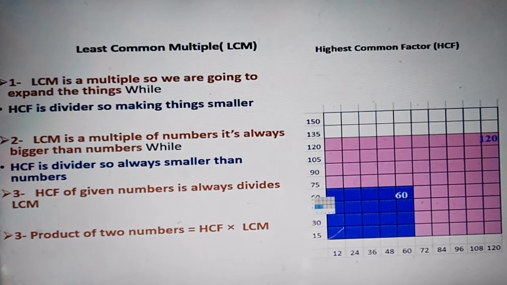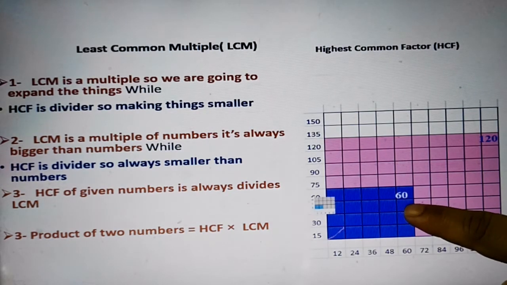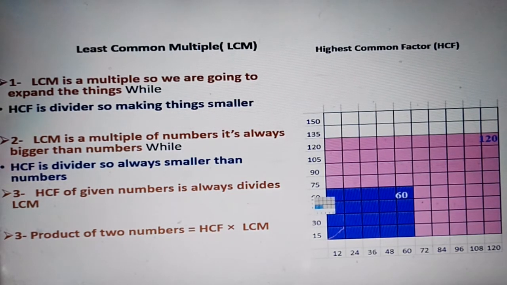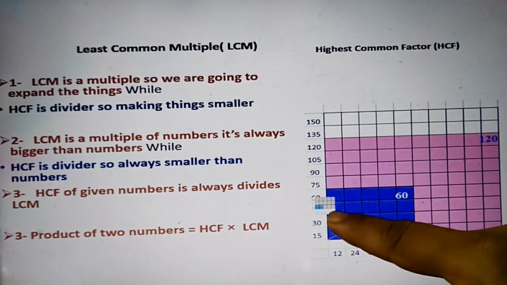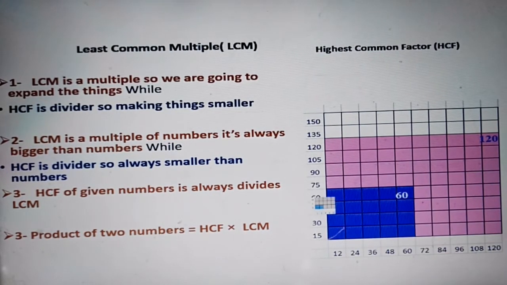A very interesting point we know for HCF and LCM is that the HCF of given numbers always divides the LCM. What does it mean? If your LCM is 60 and your HCF is 3, then this LCM 60 must be divisible by the HCF, that is 3. So we can divide 60 by 3 and get 20.